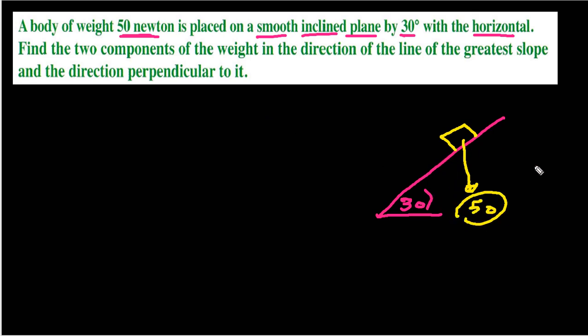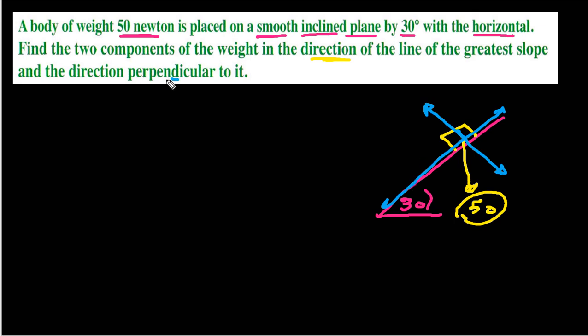Then this is our force. And where is the reaction? We will draw perpendicular to this one. But if this weight, find the two components of the weight. He wants to resolve this force into two components in the direction of what? In the direction of the line of the greatest slope, this means this line, okay, and the direction perpendicular to it. Then we must draw the two perpendicular directions here. Then this is the direction of the greatest slope and the perpendicular to it, which is in the same direction of R. Then if you draw it like this, this is perpendicular to the plane, okay?